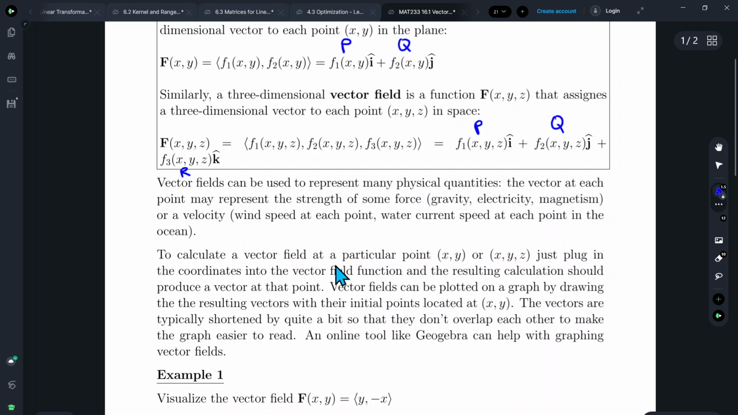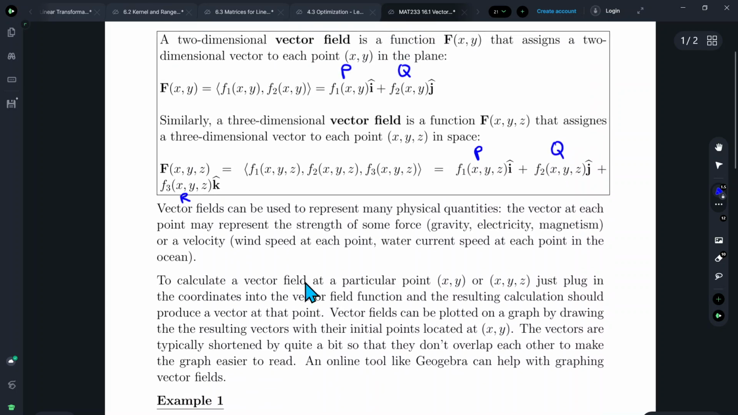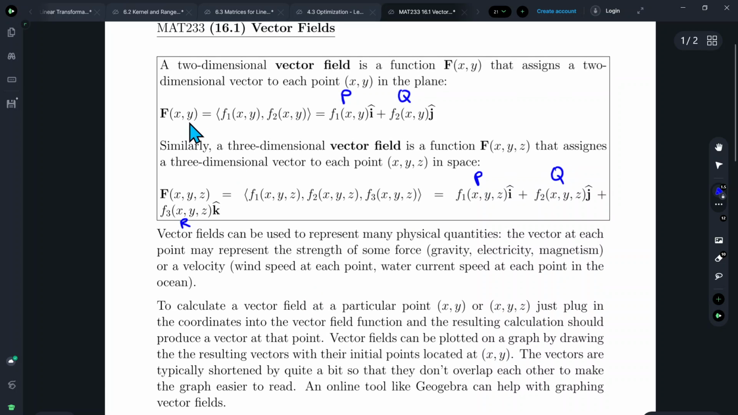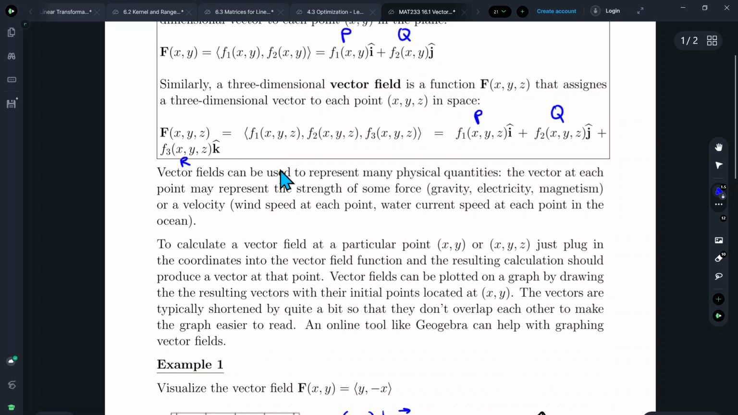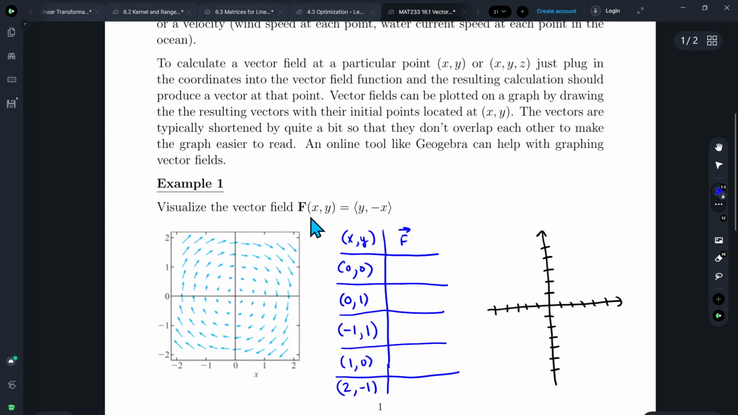To calculate vector fields, or to graph vector fields, you just take the given coordinates, plug them into the vector field function, and calculate as you normally do. For a 2-dimensional vector field, the output should be 2-dimensional vectors, and here the output should be 3-dimensional vectors. Let's take a look at an example. We're given the vector field where the first component is y, the second component is minus x. So this is P, this is Q.